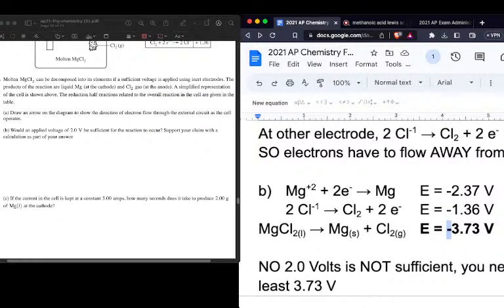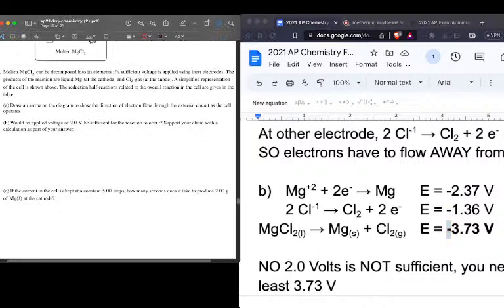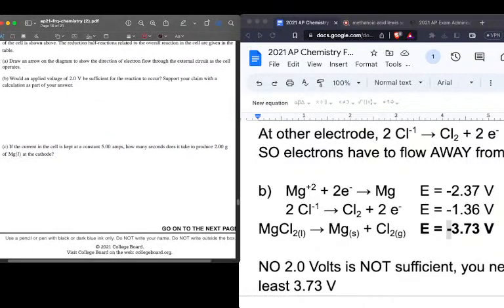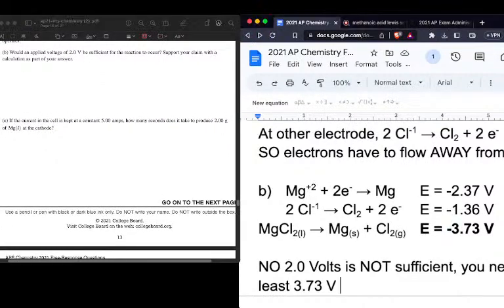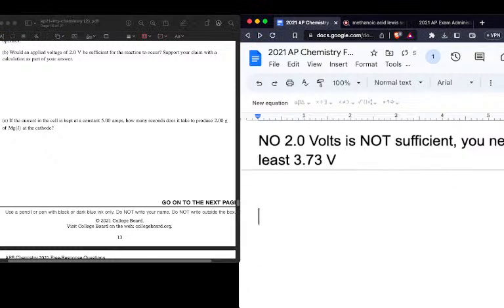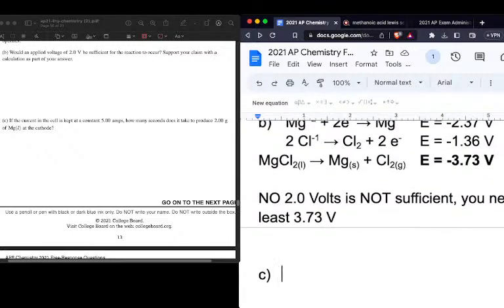Anyways, I did a calculation, so I did what they wanted. If the current in the cell is kept at 5 amps, how many seconds does it take to produce 2 grams of magnesium liquid at the cathode? If you're having trouble with this, I have a new-ish video about getting grams from amperes. All right, let's just think for a moment about what this means. 5.00 amps is 5.00 coulombs per second of charge that's flowing.